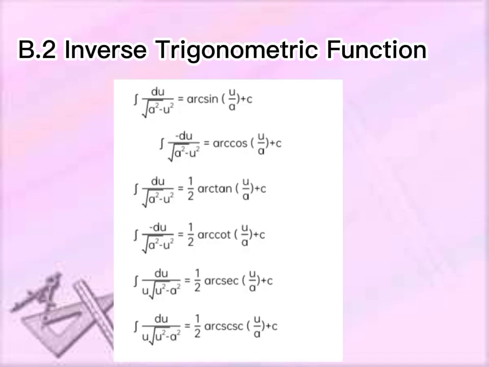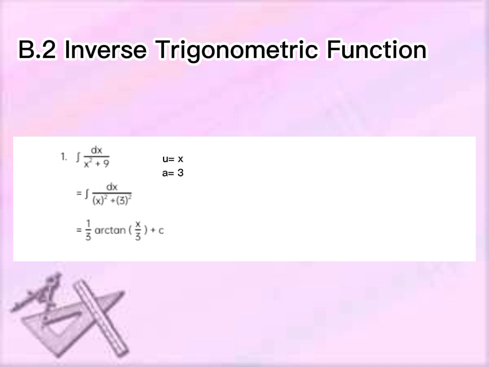Here is the formula. Now this is number 1: the integral of dx all over x squared plus 9. We can rewrite the integral as the integral of dx all over x squared plus 3 squared. In turn, our u is equal to x and a is 3. Our value of a is 3, not 9, because according to the formula, the denominator is in terms of squares. The denominator resembles the integral that would yield an arctan because of the a squared plus u squared.